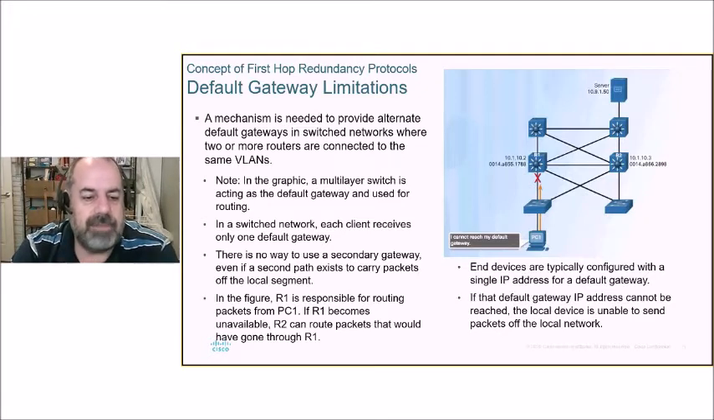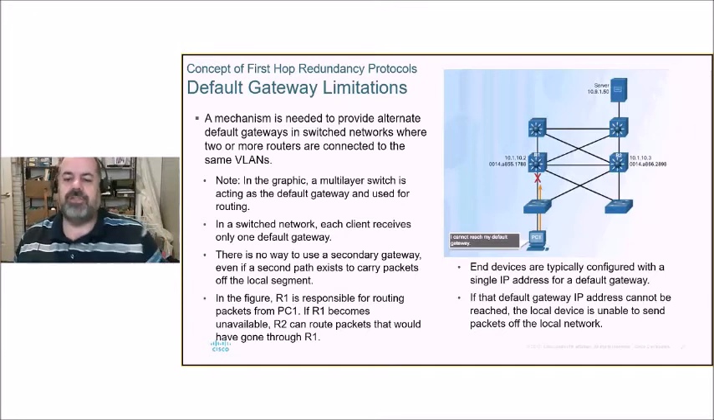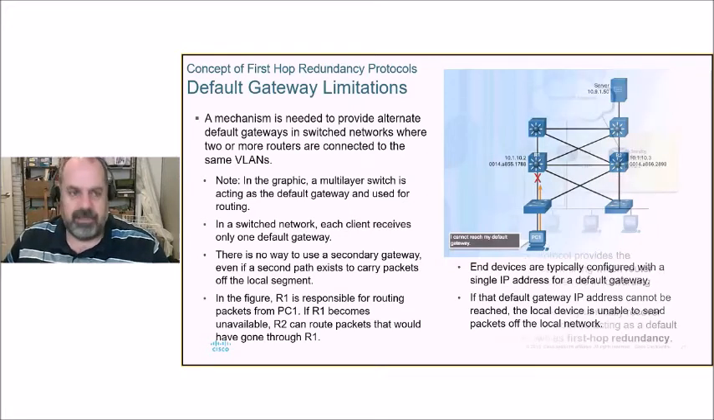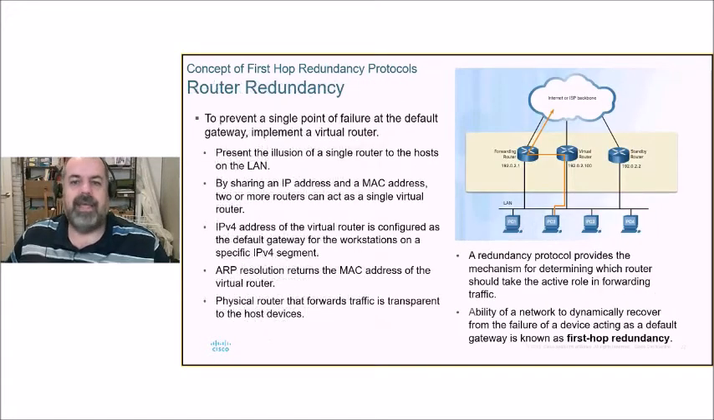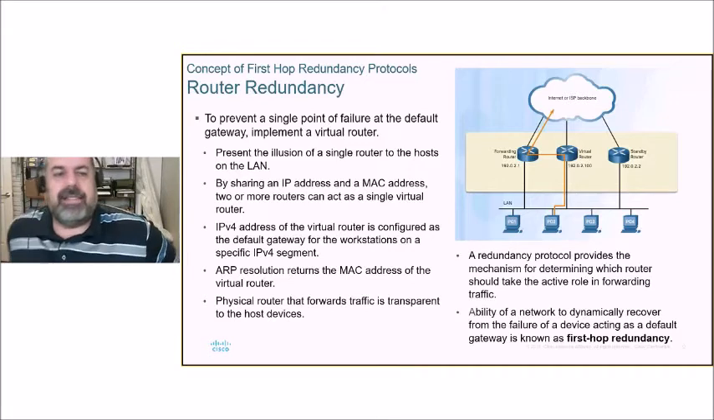If R1 becomes unavailable, R2 can route packets that would have gone to R1, but of course, telling your end device how to get that done is the tough bit. End devices are typically configured with a single IP address for a default gateway. If that default gateway IP address cannot be reached, the local device is unable to send packets off the local network. So, problem, redundancy is a bit tougher. So, how do we get some redundancy built in?